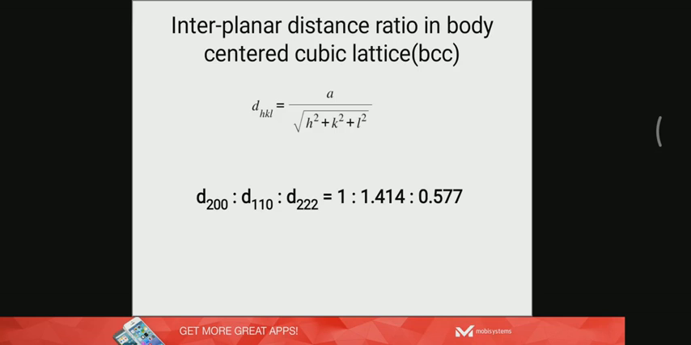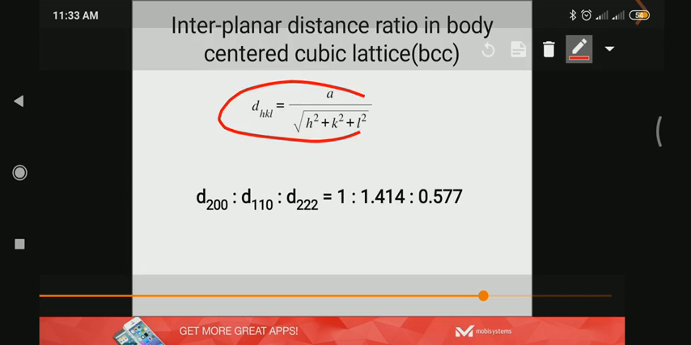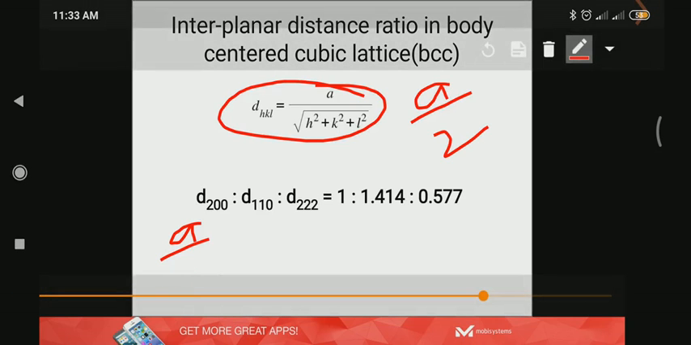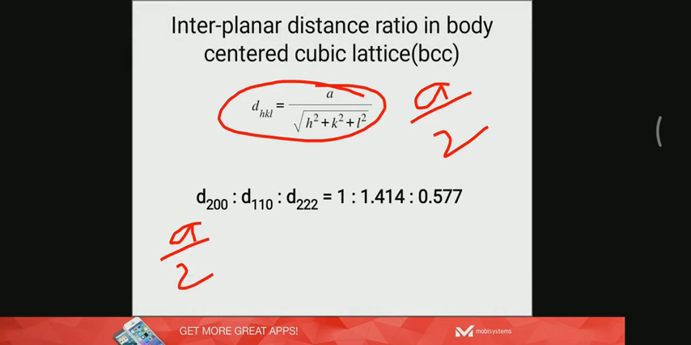Here also we can easily calculate the interplanar distance and the interplanar distance ratio using the same equation. For example, first one, d200 will be what? a by root of 2 square, that is root of 4. So you get a by 2. Then d110, it will be a by root 2, as before.